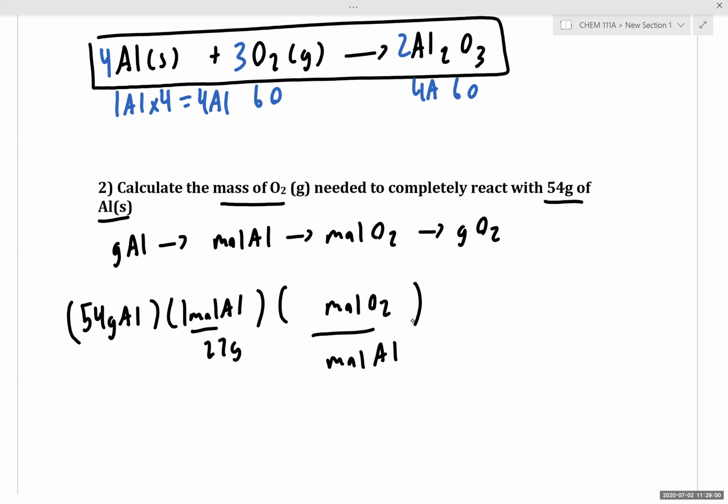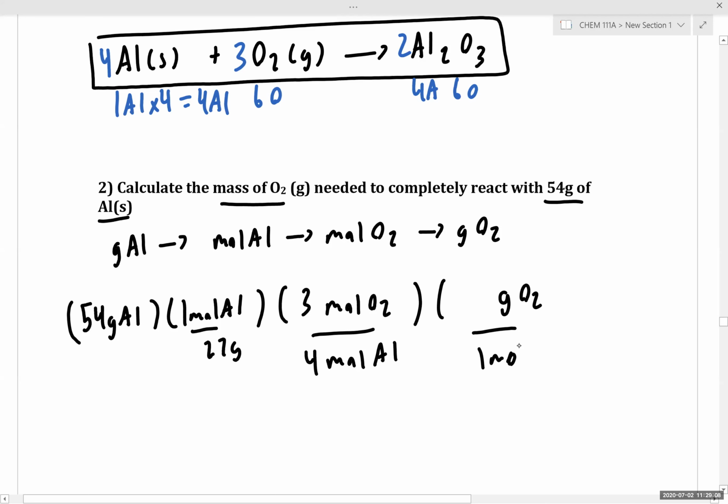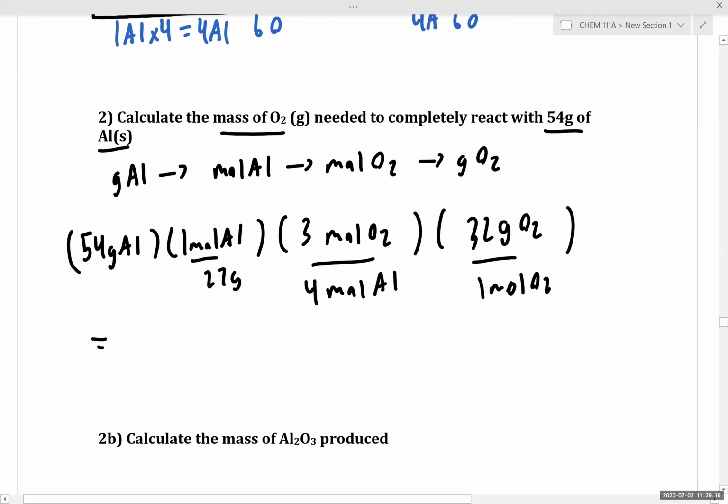What was that? 3 to 4. 3 to 4, exactly right. And in terms of grams of oxygen in 1 mole of oxygen, we know that we have 32 grams of oxygen per mole. So if we punch that into our calculator, we have 54 over 27 times 3 over 4 times 32. And that in turn gives us 48 grams of oxygen. Perfect.